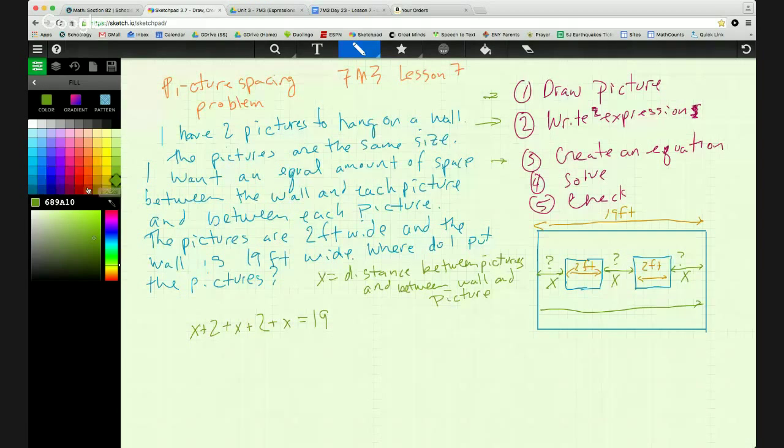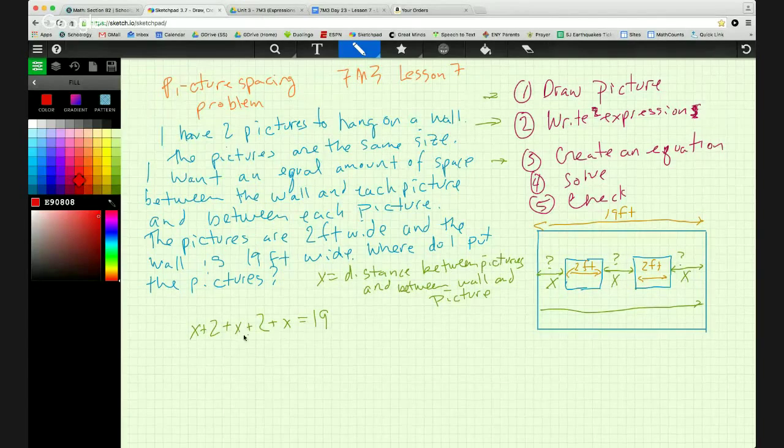And what do we do? What do you notice about solving this problem? Take a chance to pause. Okay, now I'm going to assume that you paused the video and you've noticed that it's time to combine like terms. We have an x, we have an x, we have an x, and then here we have plus 2, and then plus 2.